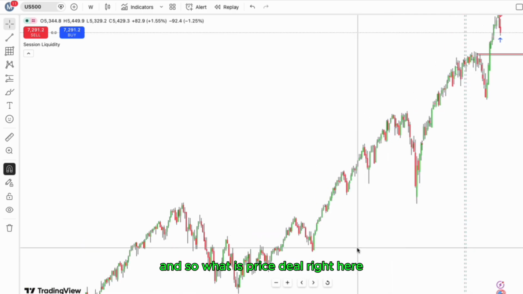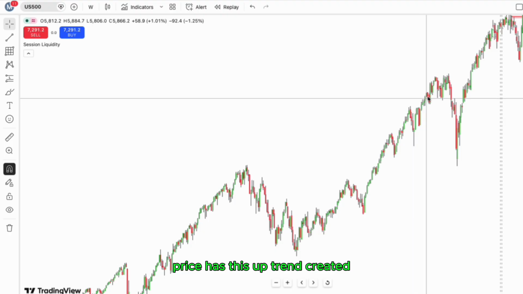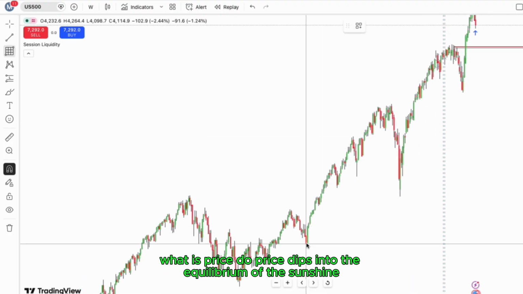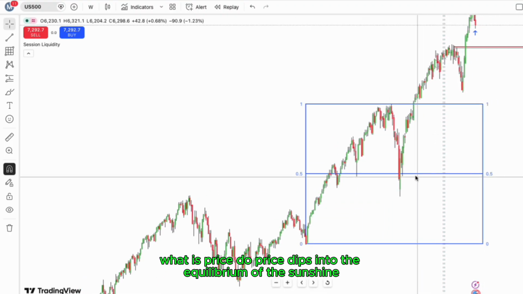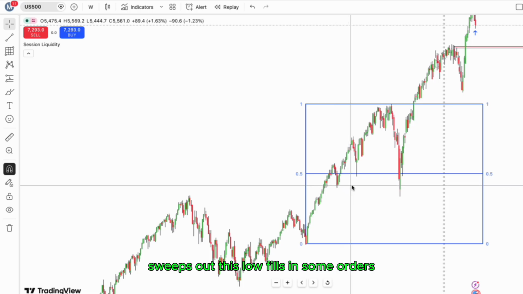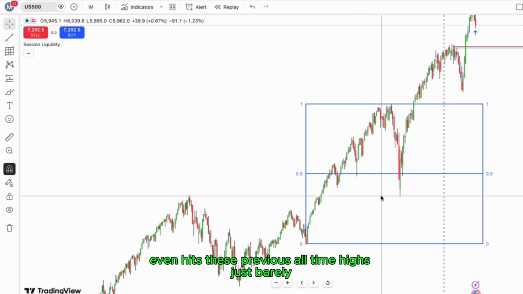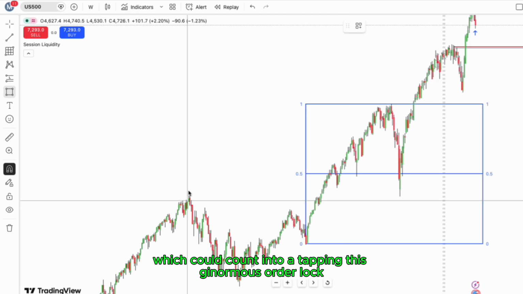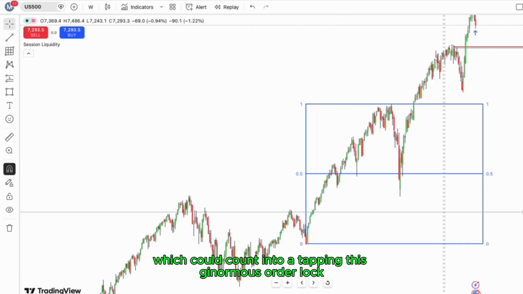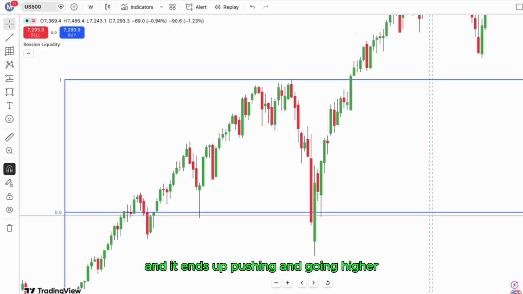And so what does price do? Right here, price has this uptrend created. And what does price do? Price dips into the equilibrium of this uptrend, sweeps out this low, fills in some orders, even hits these previous all-time highs just barely, which could count as tapping this ginormous order block. And it ends up pushing and going higher.